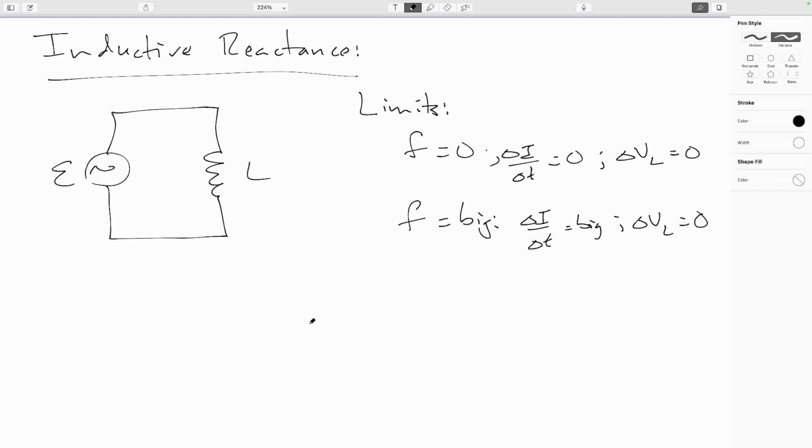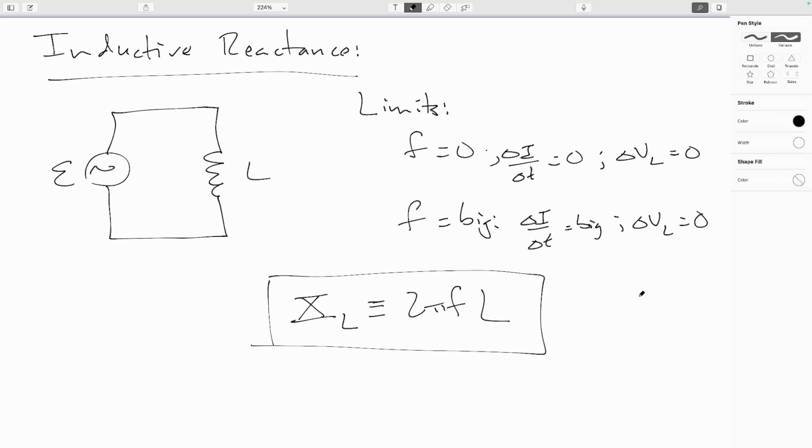And so I'm just going to go ahead and quote the result. So in analogy to how we defined capacitive reactance, we can define an inductive reactance. And we will say that it is equal to 2 pi f L. As before, the units of this will be ohms. And once again, this is not a resistance, it's a reactance. It's just reacting to the fact that the current is changing.